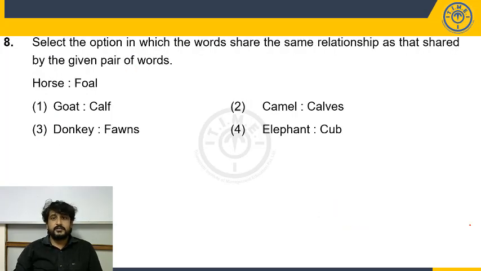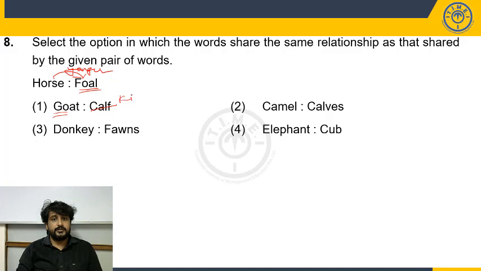Select the option in which the words share the same relationship as that shared by the given pair of words. Horse and foal. What is the relation? Younger one of horse. We call it as what? Foal. What about the younger one of goat?